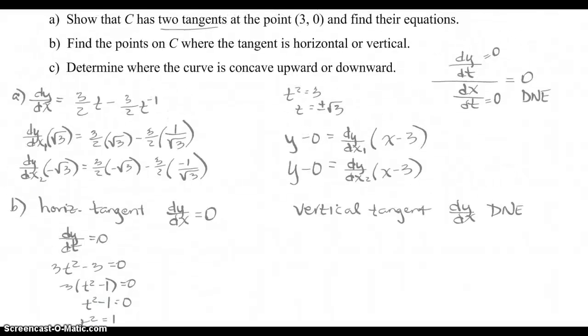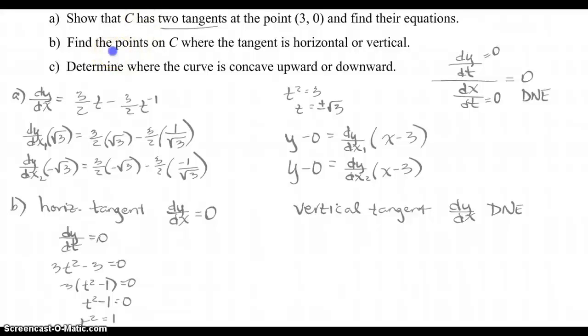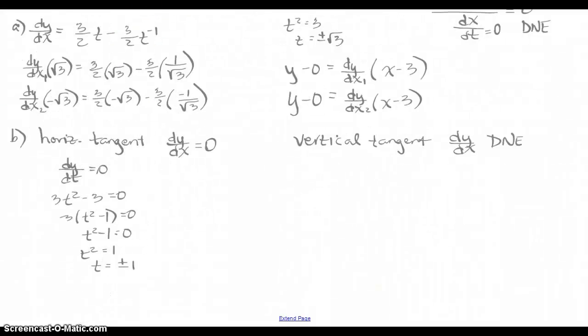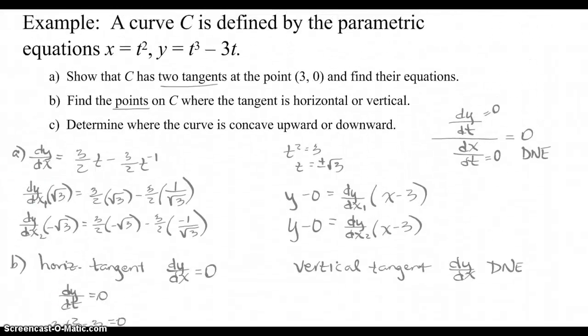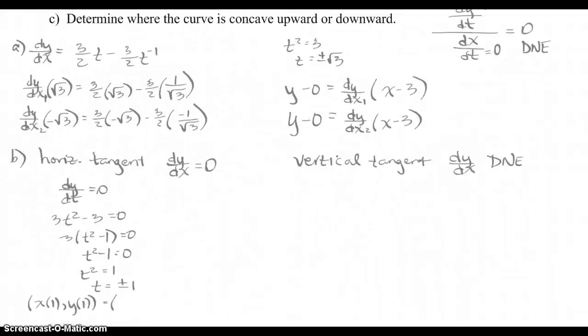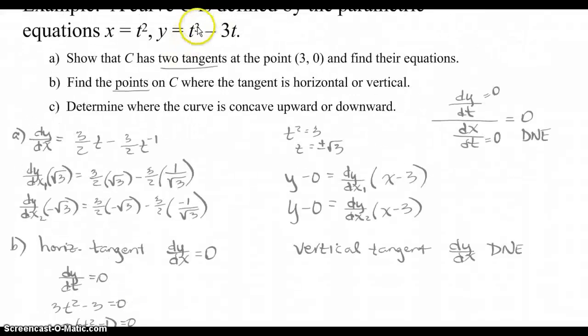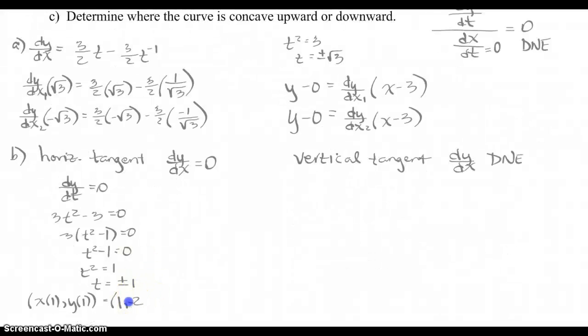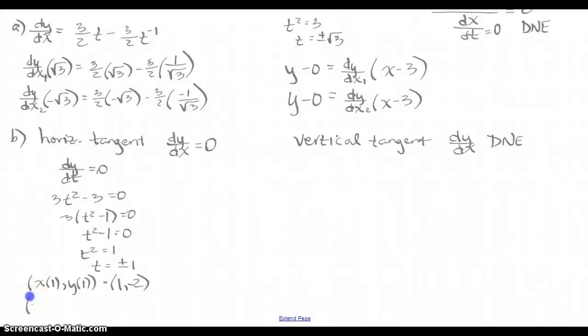Now, part B says find the points on C. It didn't say find the t values. It said find the points on C. So those points are going to look like x of 1, y of 1. So we're actually going to find those numbers. We'll put 1 into the x function, that's 1 squared, so that's 1. And we'll put 1 into the y function, that is 1 cubed minus 3 times 1, so that's negative 2. All right, so there's one point, and then the other point comes from x of negative 1, y of negative 1. We'll do that quickly.